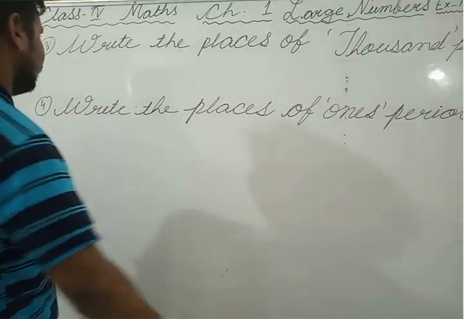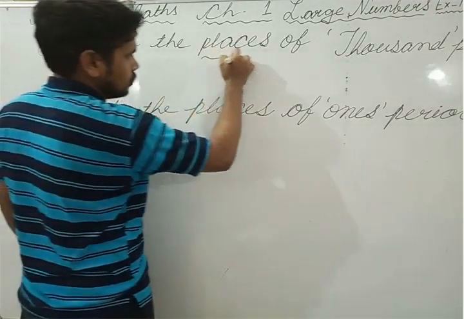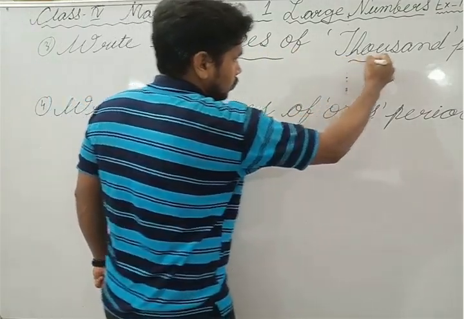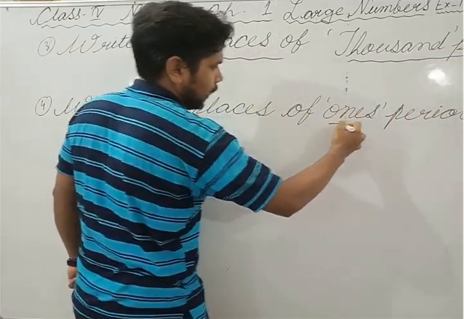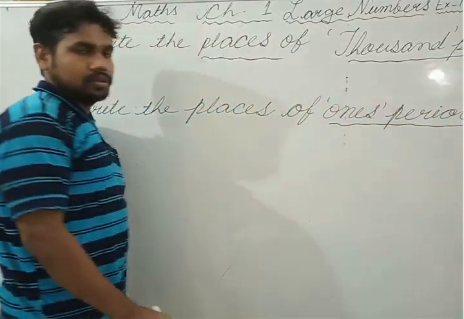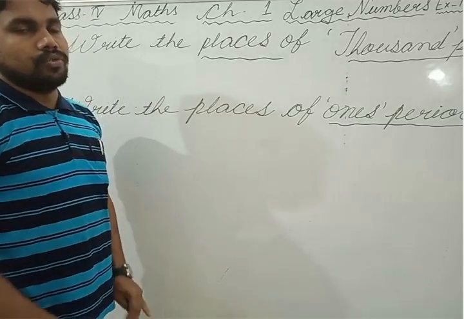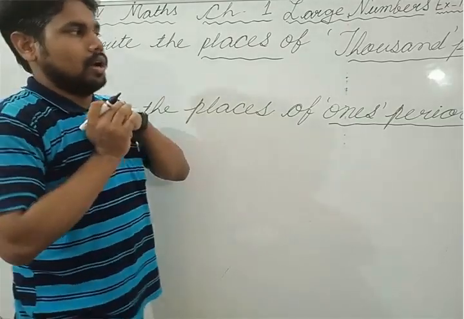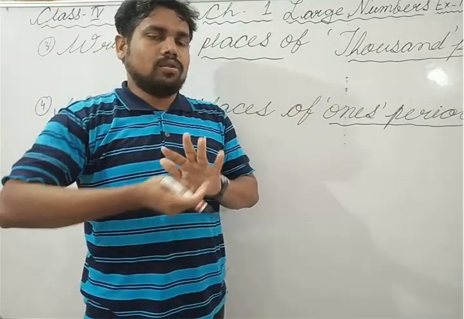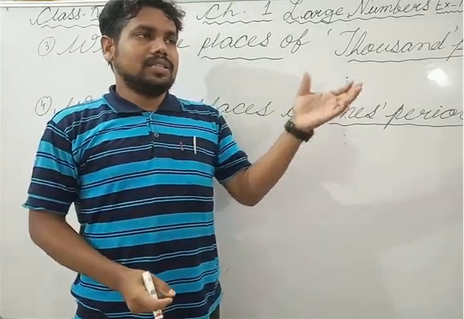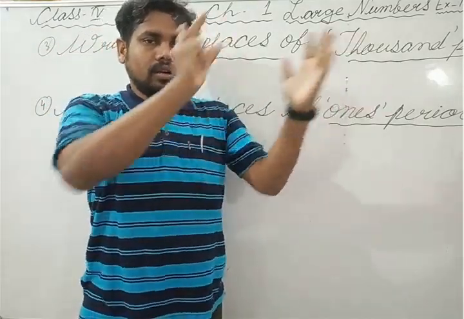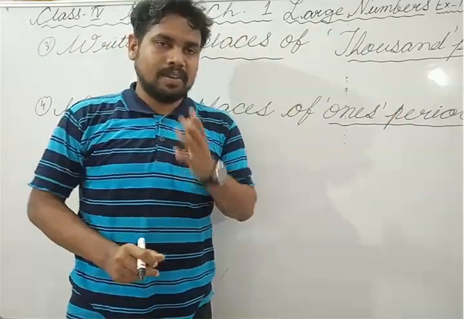Now question number 3: write the places of the thousands period and the ones period. So you have to write all the places of these two periods. First you have to understand about the period and places. As I told several times, these are distributed into 3 and then 2 periods in the Indian place value system.